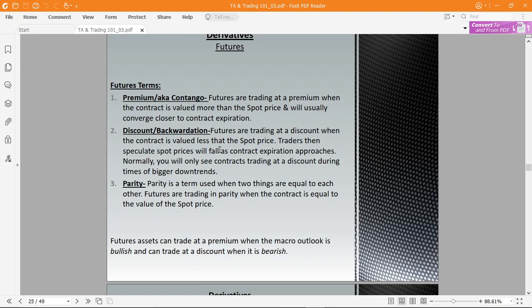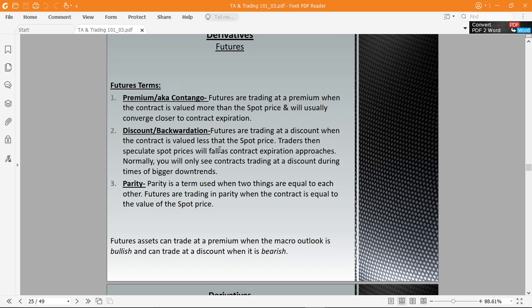So, parity. Parity is a self-explanatory term. It's used when two things are equal to each other. And in futures, contracts are trading in parity when they are equal to the value of the spot price. Also know that futures assets can trade at a premium when the macro outlook, the overall outlook, is bullish, and can trade at a discount when it is bearish. And the key word there is can.